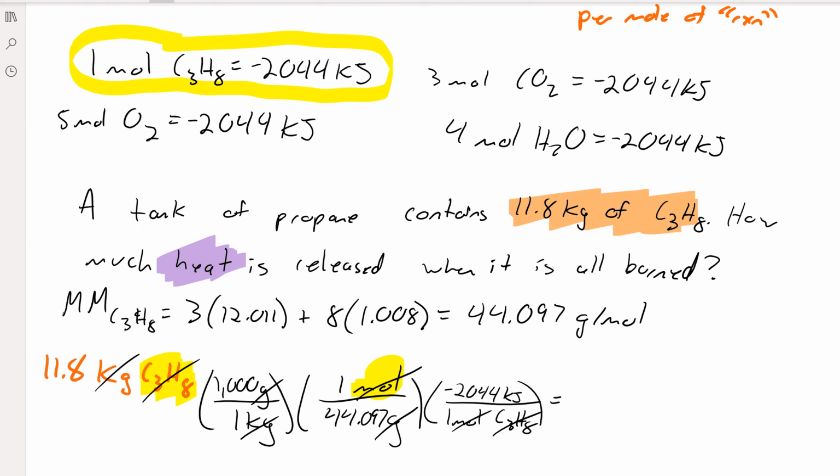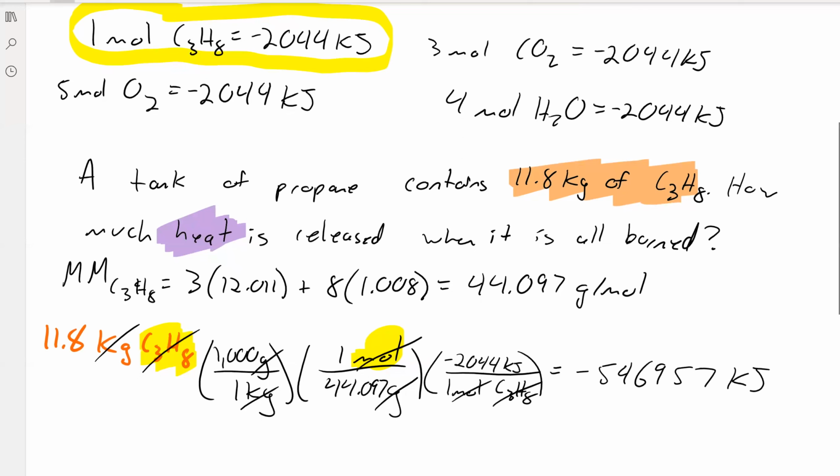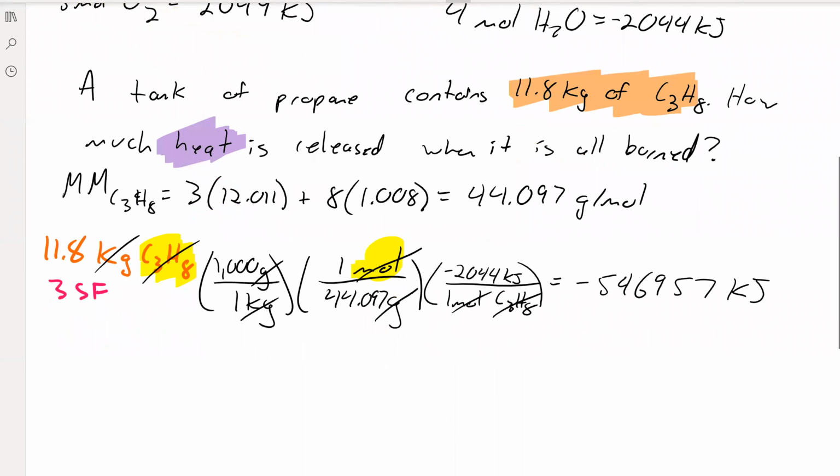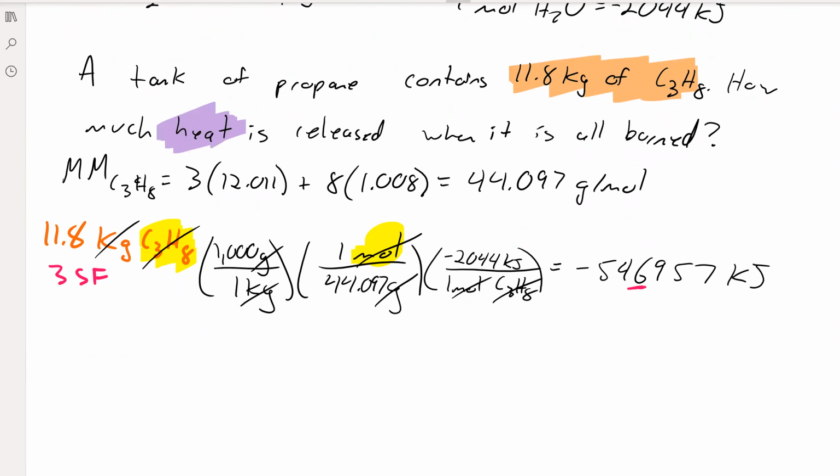Go ahead, plug through the math. You should get something like negative 5.46957 kilojoules. Then we think about our significant figures. In this case, this value right here has only 3 sig figs. So our answer should only have 3 sig figs. So this 6 is our uncertain digit, and there's a 9 next to it, so that's going to round up. So negative 547, and then just change the rest to zeros, 0, 0, 0 kilojoules. So 547,000 kilojoules of energy are released when you completely burn through a propane tank.